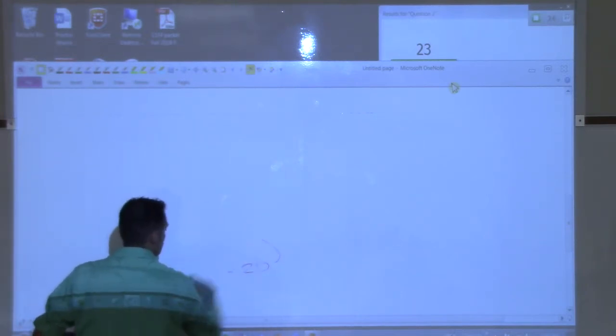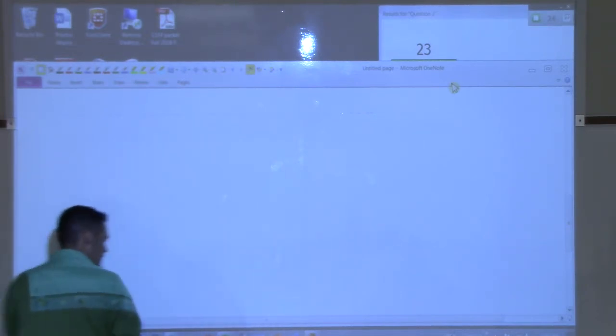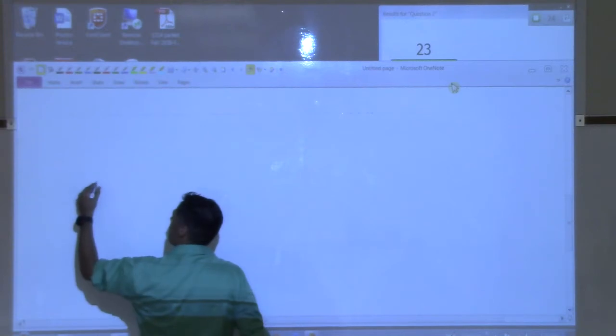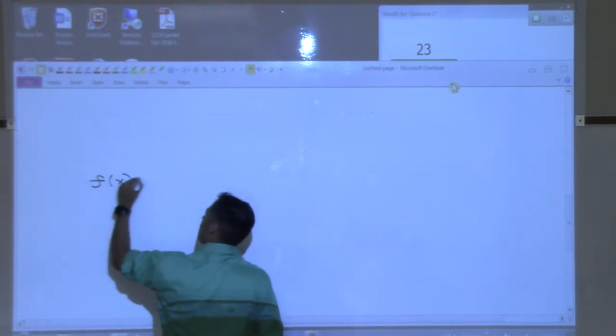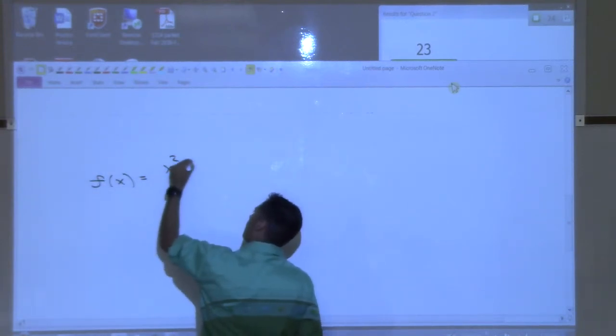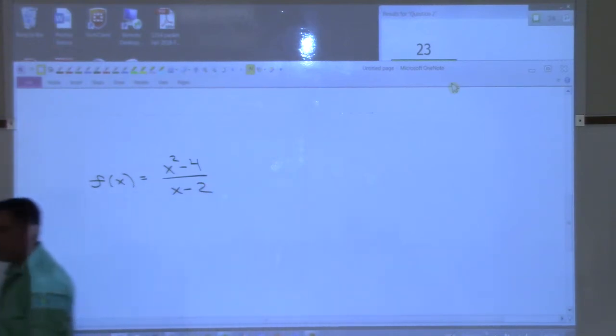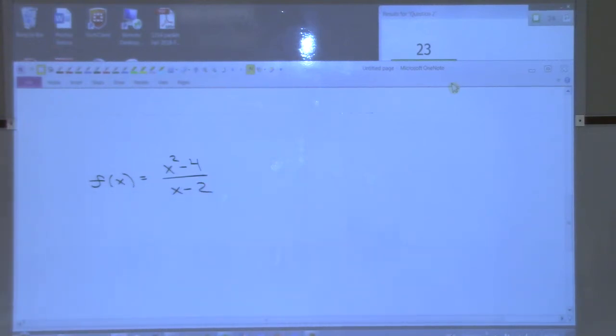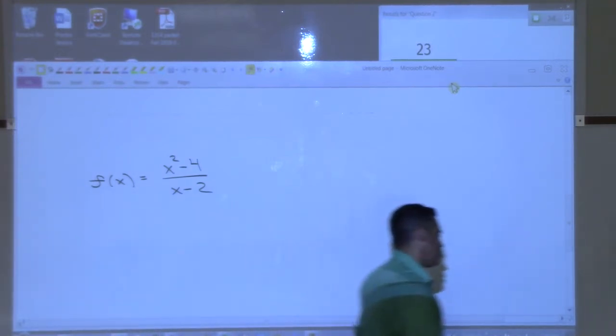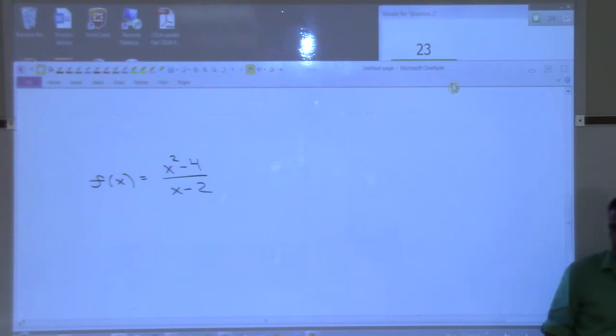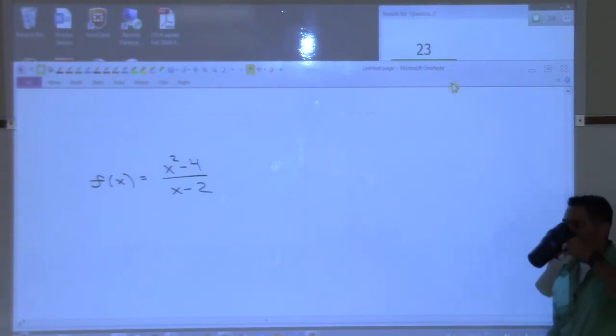Let's take a look at a function like this one. Right, so we should recognize that from college algebra as a rational function. Not super important that you remember that it's called a rational function, but it's a polynomial divided by a polynomial.